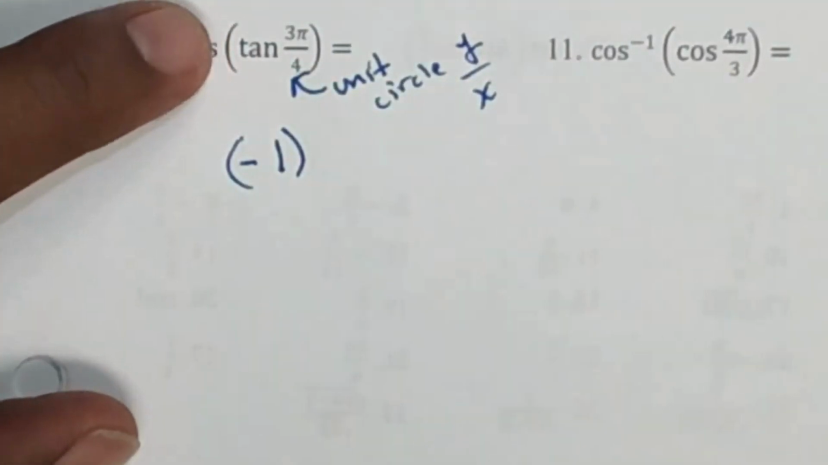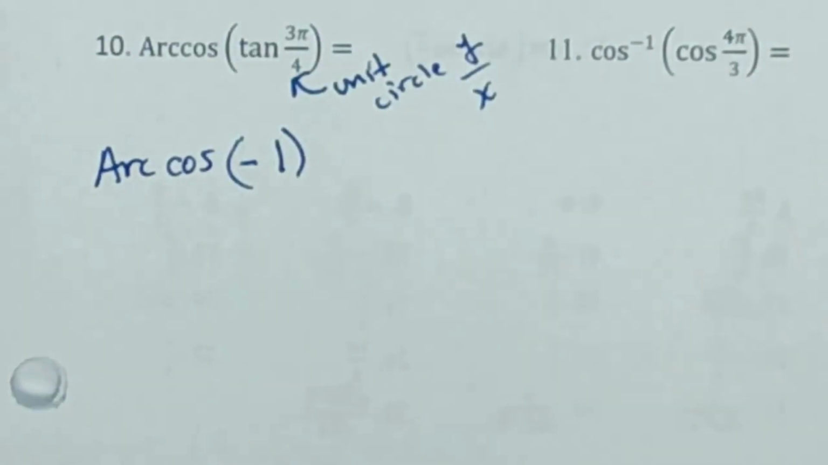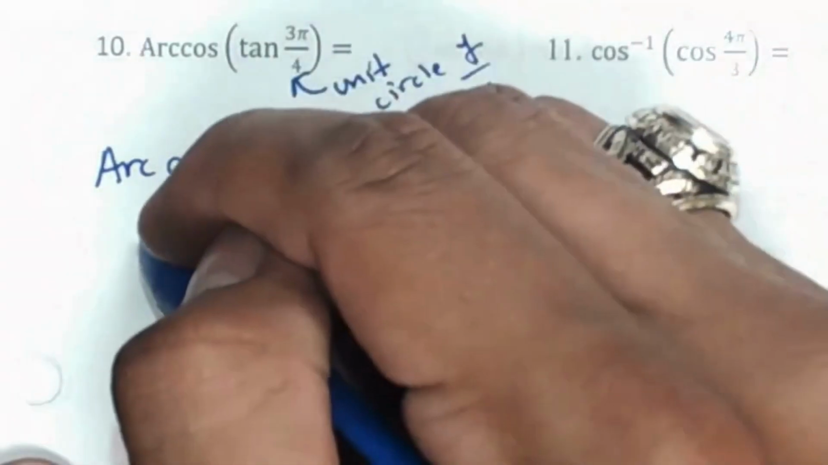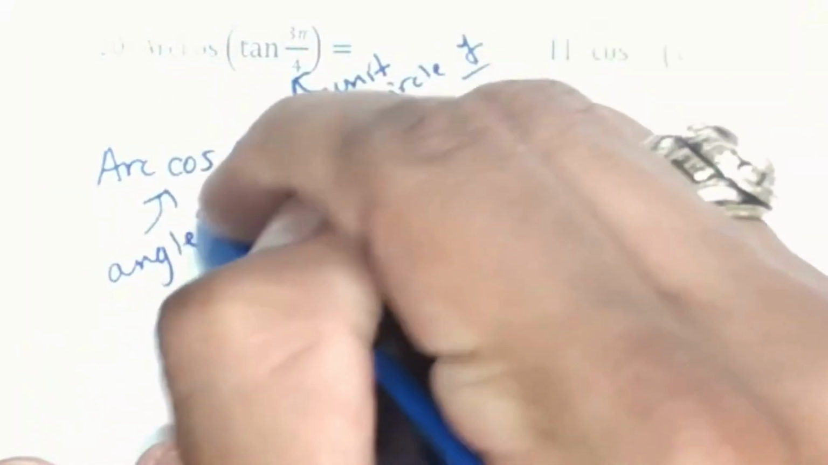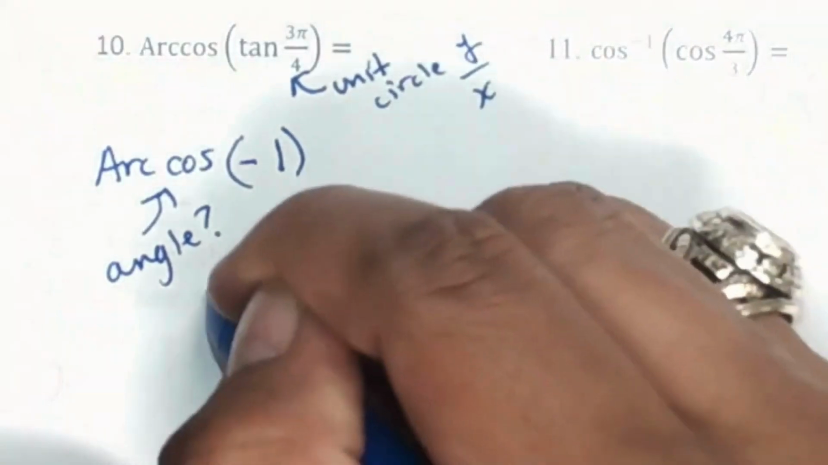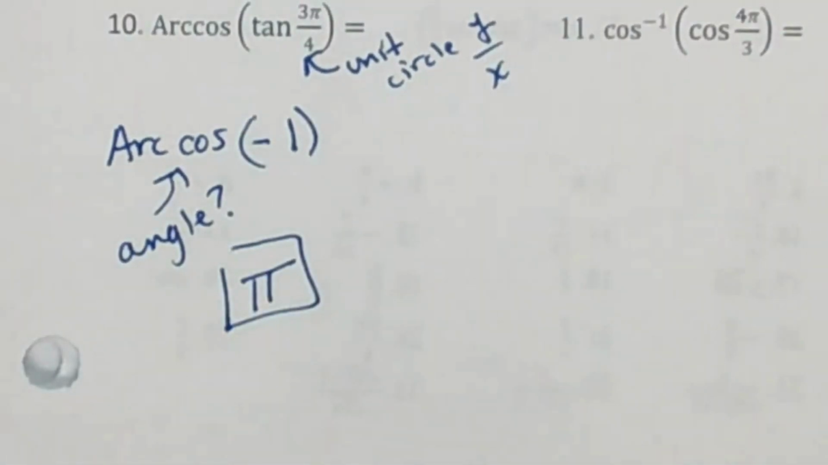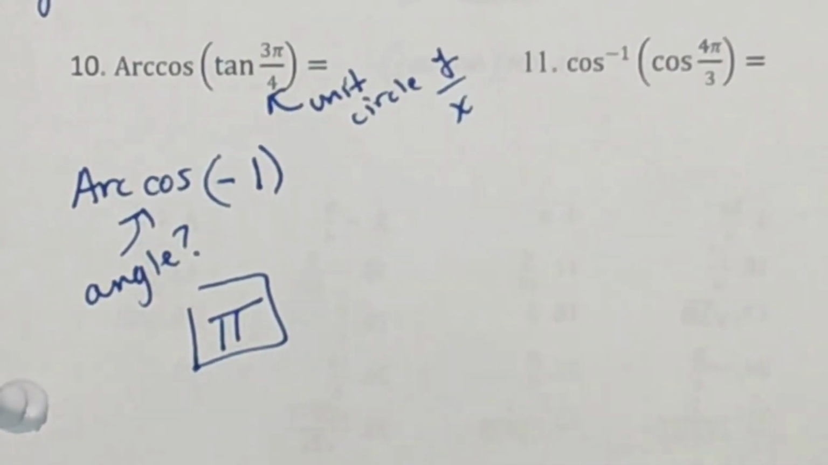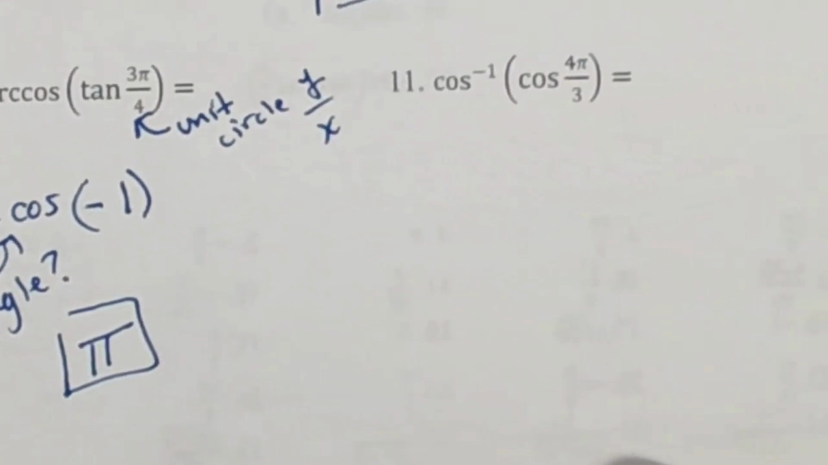So since we figured out the inside, now we can figure out what is arc cosine at negative 1. So this is asking you, what is the angle? What angle gives us the x value at negative 1? Well, x value of negative 1 goes to the left one, and that ends up being pi. So remember, in this class, if you're doing arc or inverses, you leave it in radians. Don't change it to degrees. Don't tell me it's 180 degrees. Leave it in radians. Number 11 is another unit circle question, 4 pi over 3, and it's cosine of that.